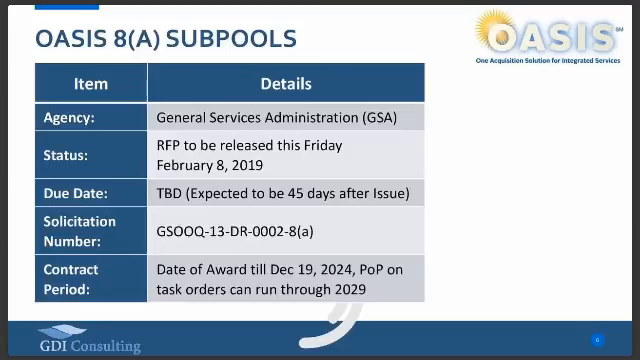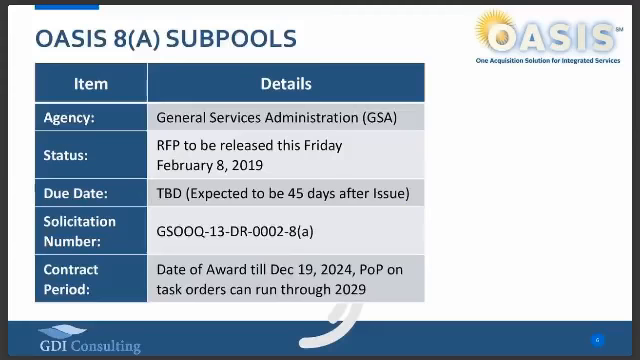So just to start and go very quickly over the general information about this OASIS RFP, it is by GSA. It's supposed to be dropping this Friday, February 8th, and it probably will have 45 days. They'll give us 45 days, and usually there's at least 1 or 2 weeks of extension at the end, but we should go for that 45 days. This is the new solicitation number.